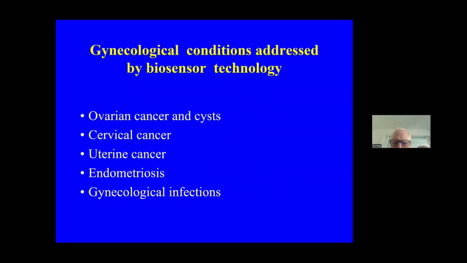In terms of gynecological conditions, which is what we're interested in in our lab, they have been used in a number of areas. Actually, the one I want to talk about today is using these biosensors to detect ovarian cancer. But they also have been used for other conditions such as cervical, uterine, endometriosis, and also gynecological infections, where they are used quite a lot.